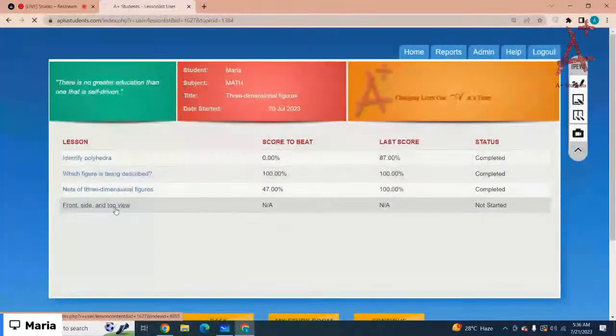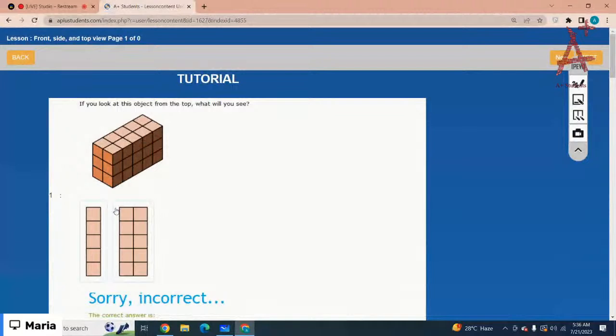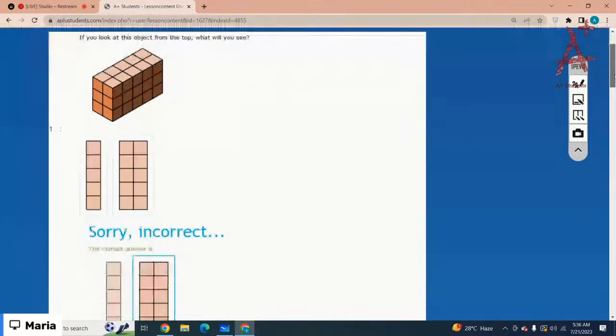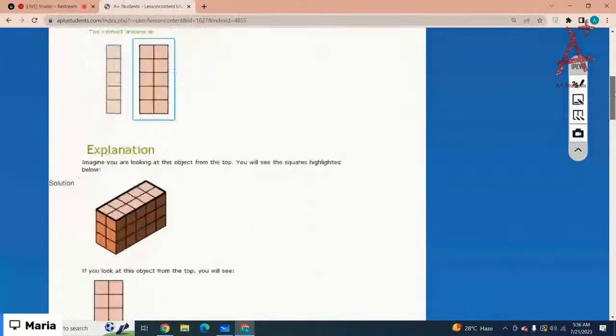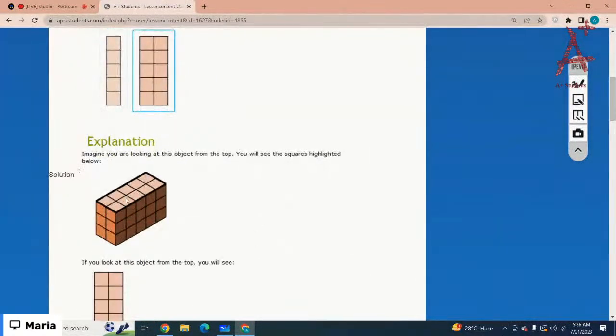Front side and top view. If you look at this object from the top, what will you see? If you look at this figure from the top, you will see this portion. Got it? So you will see the one with two rows.